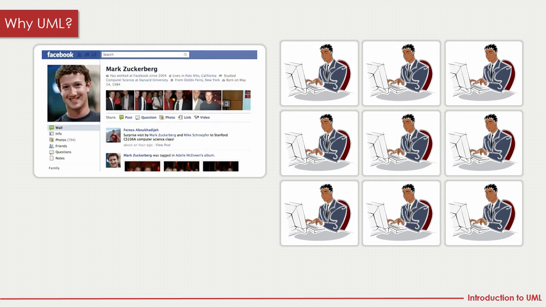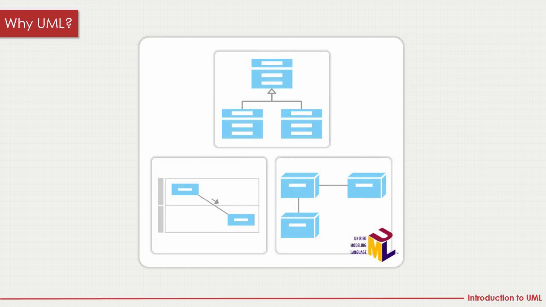So how to do that? They need to communicate. They need some way to communicate effectively within the team. That's why you need UML. UML provides different types of diagrams with which you can express your ideas. You can discuss your ideas.